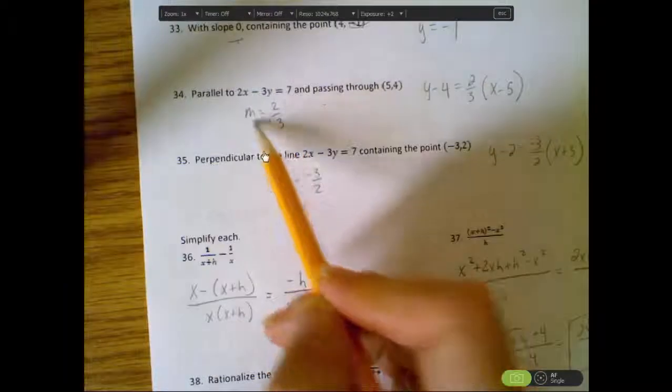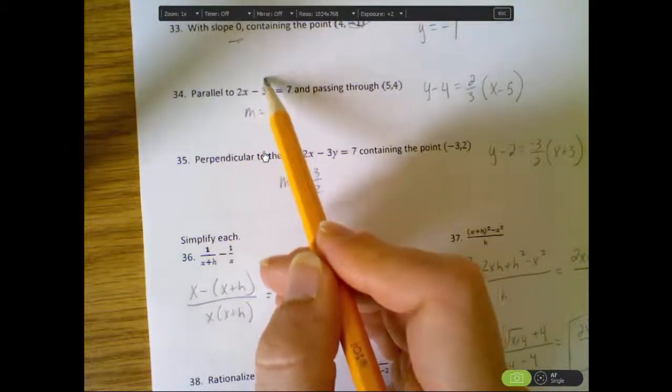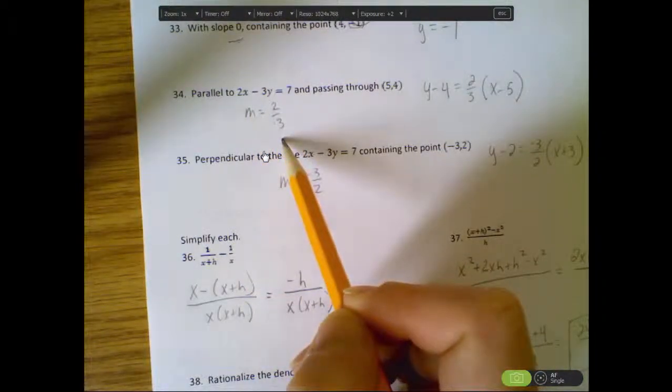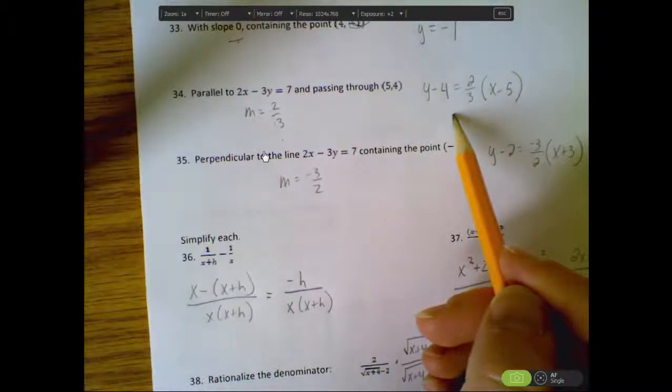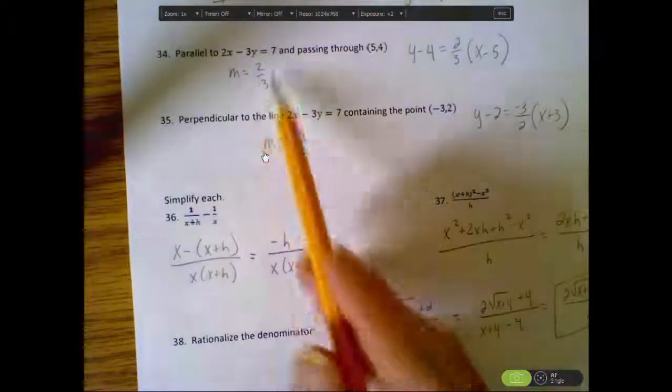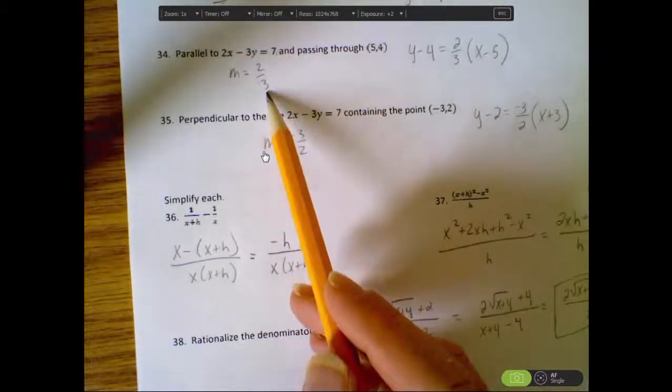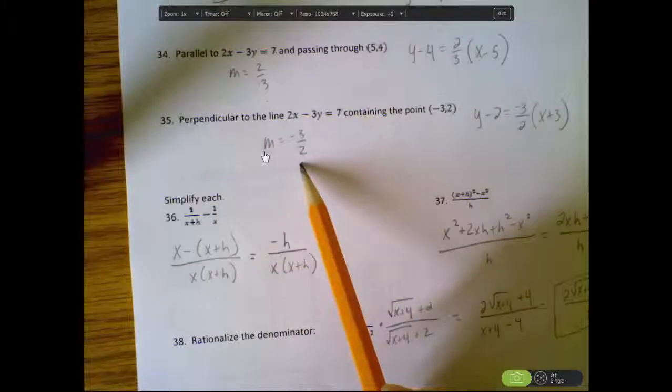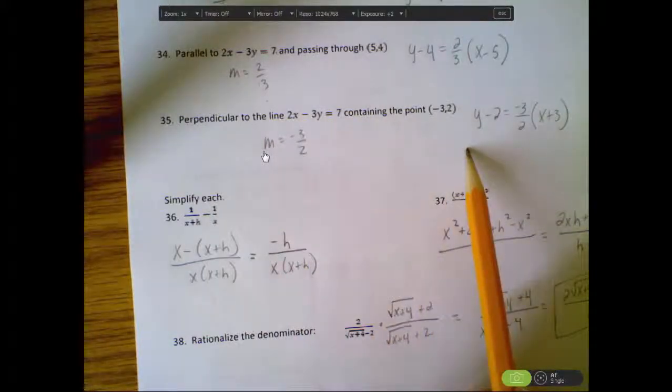Parallel means they have to have the same slope. Solve this for y. Your slope becomes 2/3 when you do that. Plug it into point slope form. The whole point of point slope form is finding the slope of the line. It's the hardest part. Perpendicular, it's the same exact line, so we're going to look at the negative reciprocal of this, which becomes -3/2. Plug it in. There's your equation.